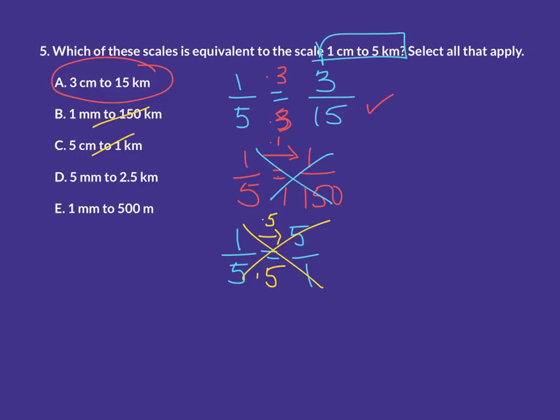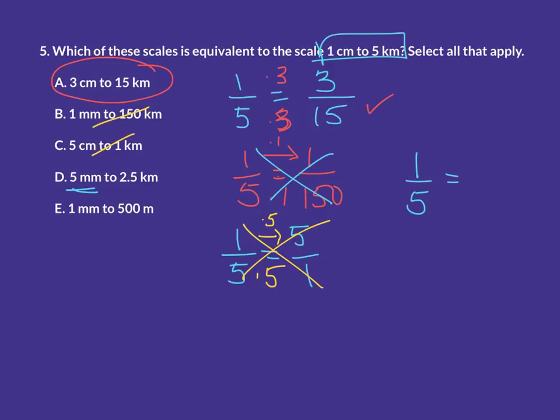Next one, got 2 more to go. Still using my 1 to 5 ratio to begin with. And now this one's a little bit more confusing because this one is in millimeters to kilometers instead of centimeters. So that does make it a little bit different because I need to know how many millimeters are in a centimeter.